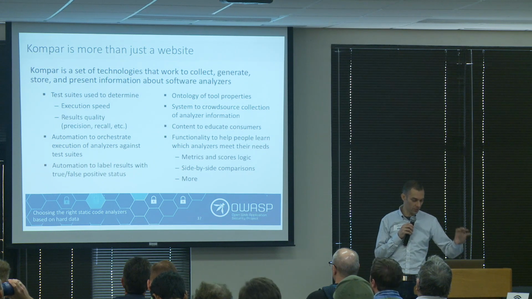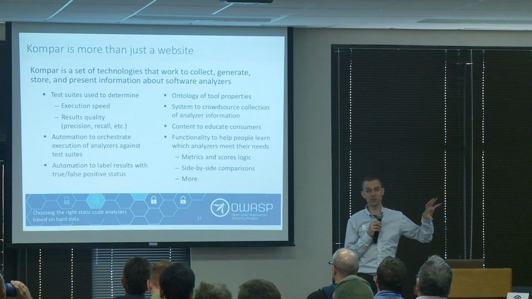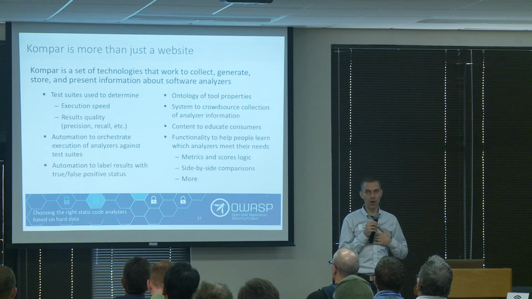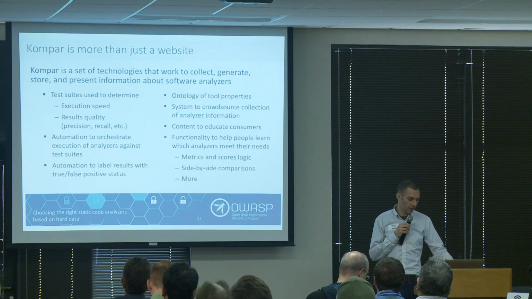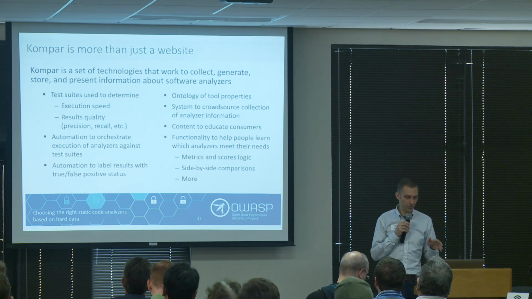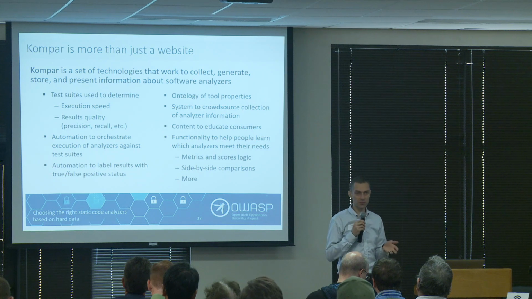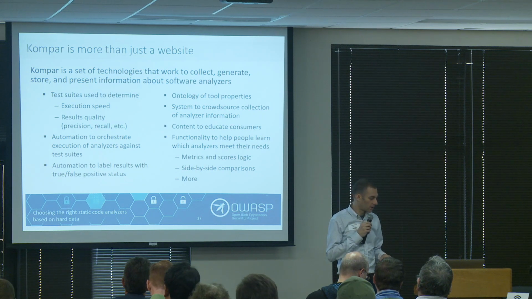And so we're going to be open sourcing all the test suites that we use. We're probably going to not write most of them ourselves. We'll probably extend and or modify existing ones, and they're all open source already. And then we are going to have orchestration to run. We're going to build automation to run these analyzers against those test suites and generate that results quality information.